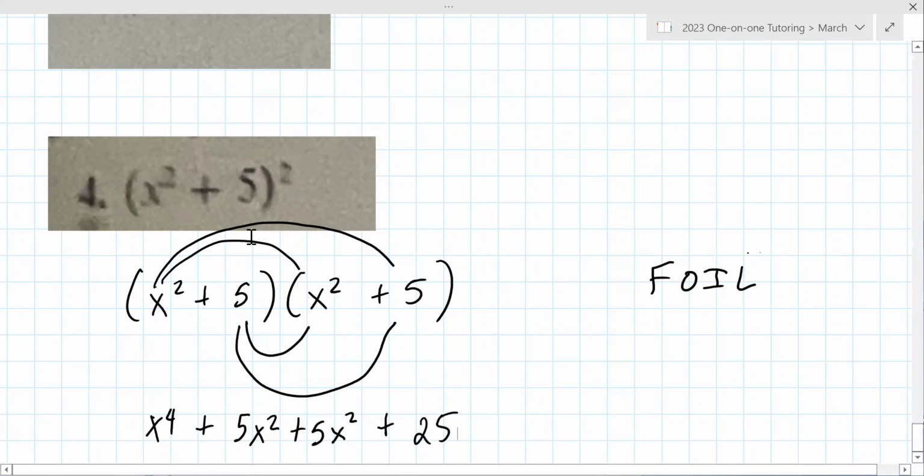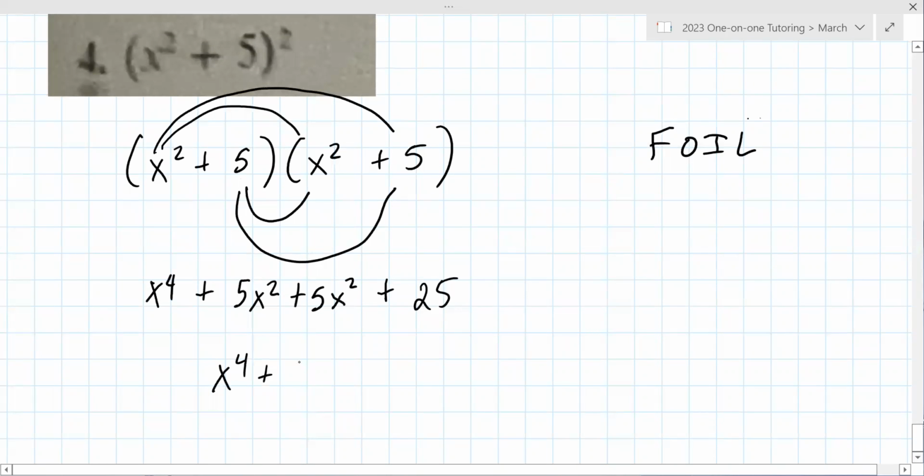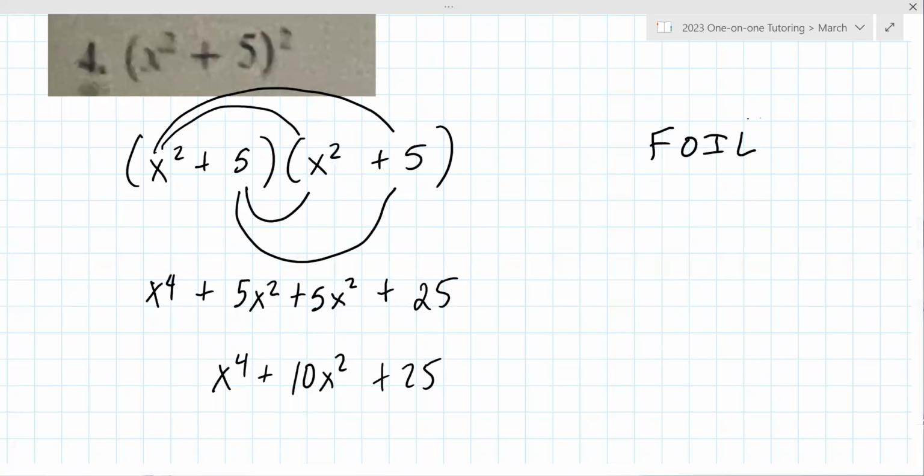You want to make sure you've multiplied everything in one times everything in the other, like the x squared times the x squared and the 5, and the 5 times the x squared and the 5. That's kind of the other way of looking at it. Okay, so you're essentially just multiplying the entire term by itself. All right, so this adds up to x to the 4th plus 10x squared plus 25.